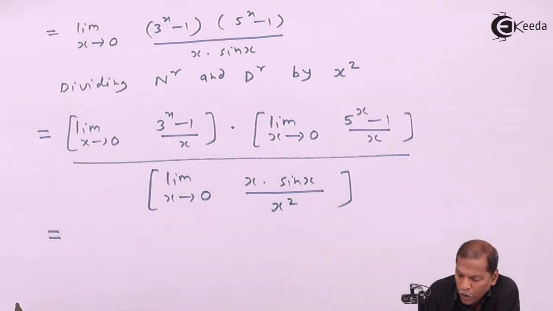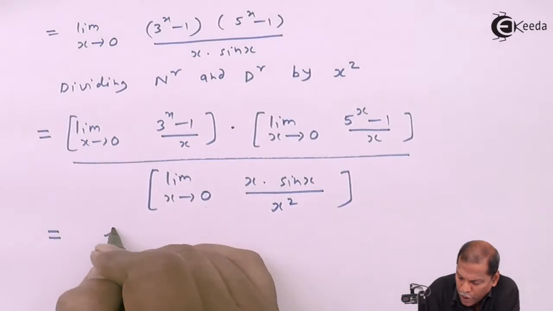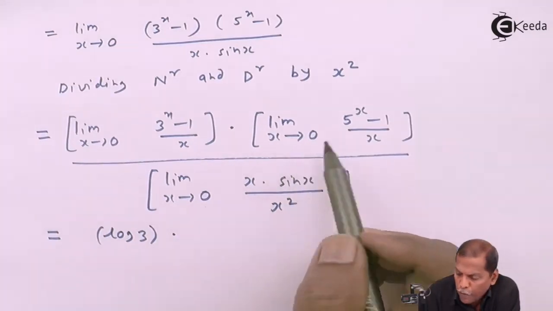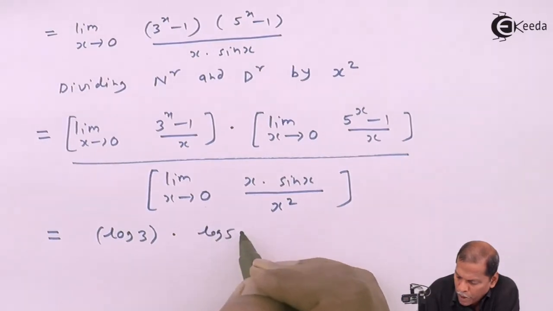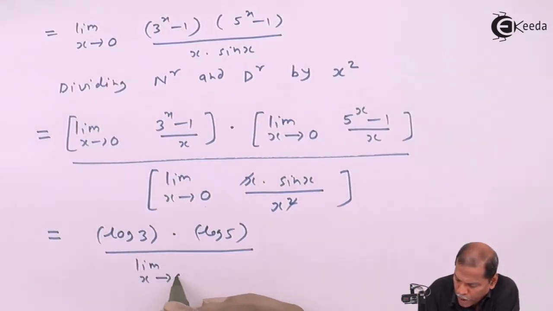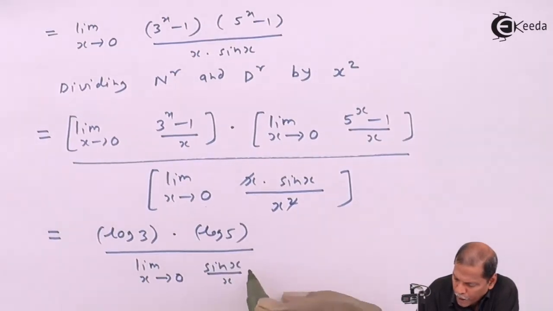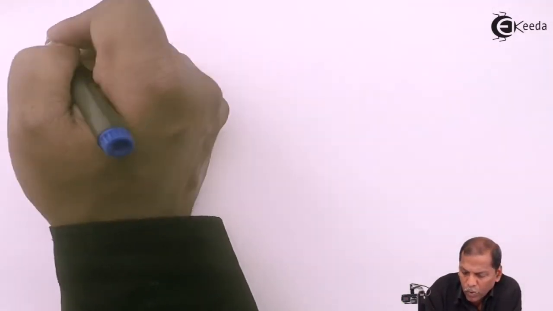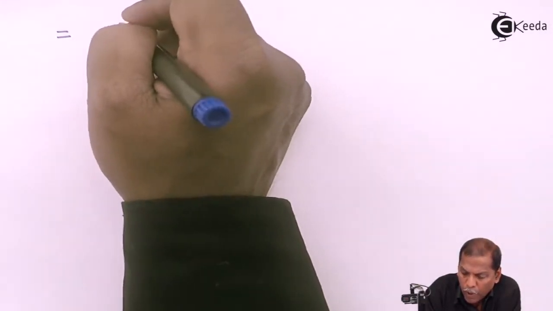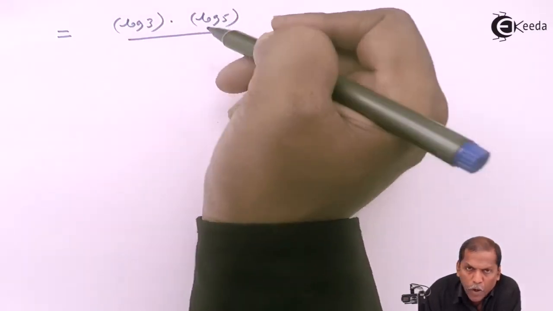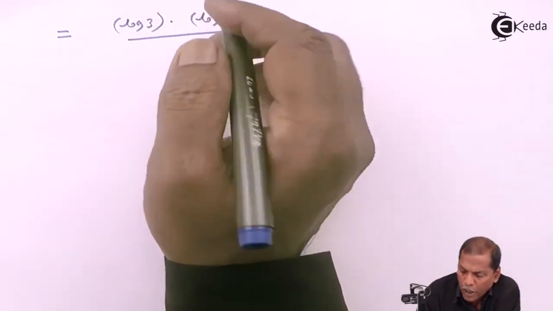So that equals, now limit x tends to 0, 3 raised x minus 1 upon x, that gives by the rule log 3, into limit x tends to 0, 5 raised x minus 1 upon x, that gives us log 5, and totally divided by, now here we cancel x from numerator and denominator, so we are left with only limit x tends to 0, sin x upon x. So now we get log 3 into log 5 in the numerator upon, now limit x tends to 0, sin x upon x gives us 1.